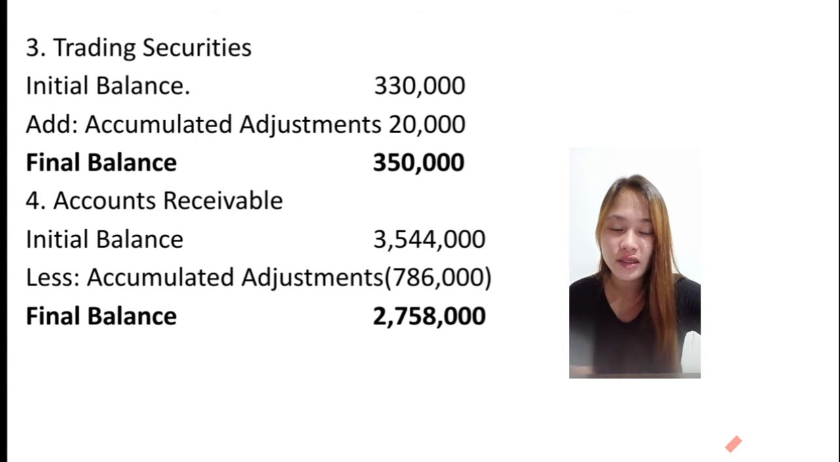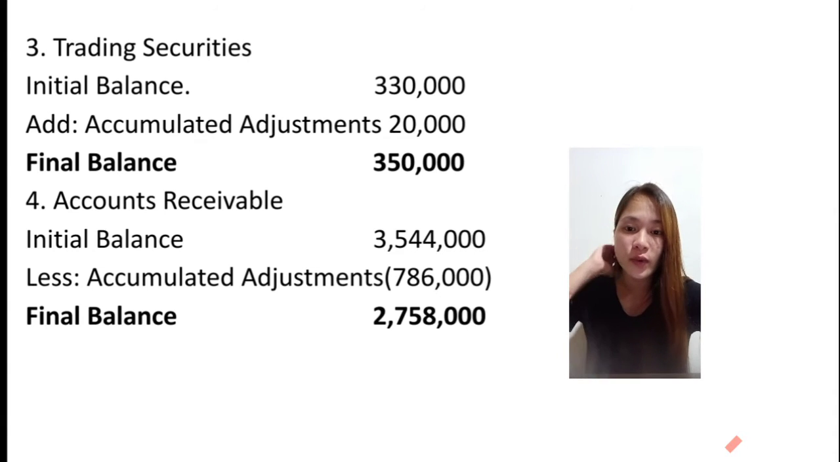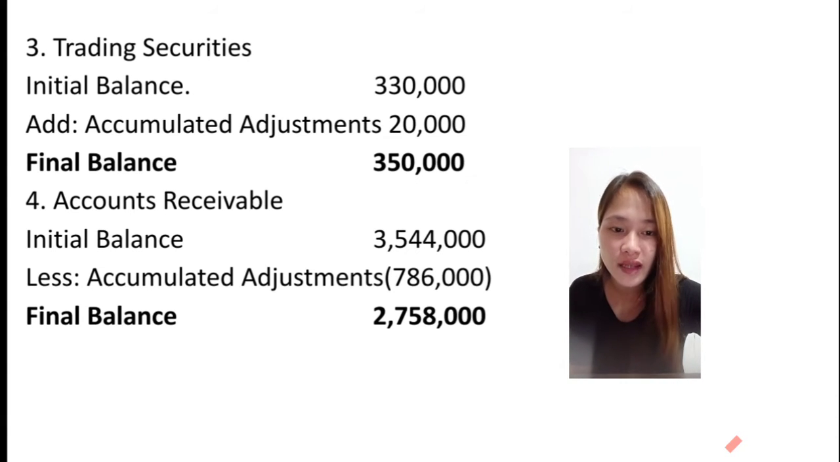So number 3, trading securities. So in trading securities, it has an initial balance of 330,000 pesos, added by the accumulated adjustment 20,000 pesos. So we have a final balance of 350,000 pesos.